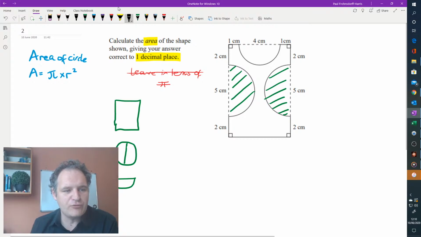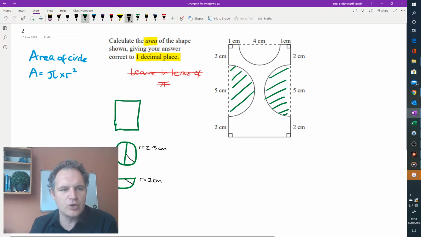Now, I did say it's pi r squared, and the radius is not the 5. The radius is 2.5 here. And the radius of this one is 2. You must remember to get the radius if we were dealing with our area.